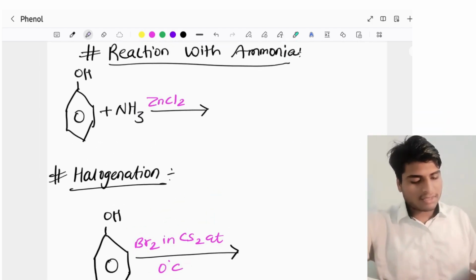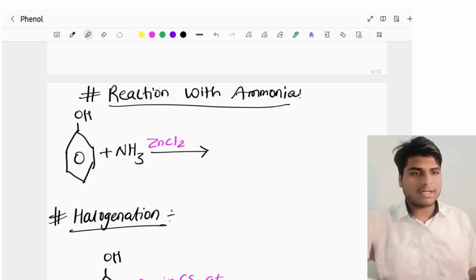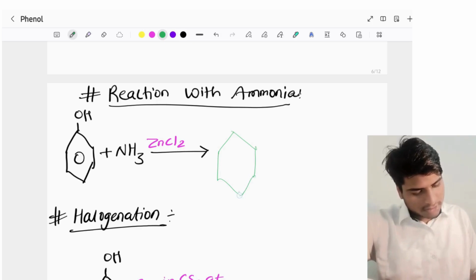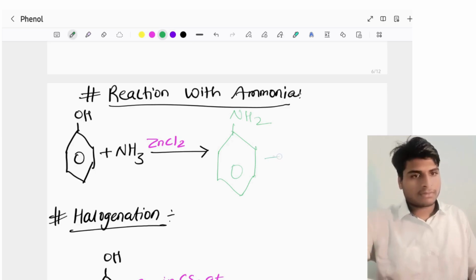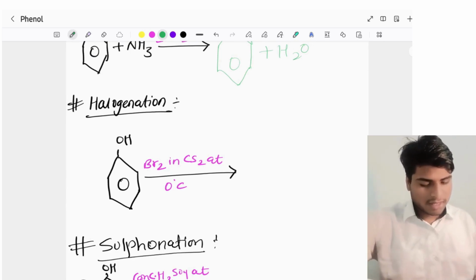And reaction with ammonia. When phenol is treated with NH3 in the presence of ZnCl2, then the product will be formed. This product will form plus H2O.